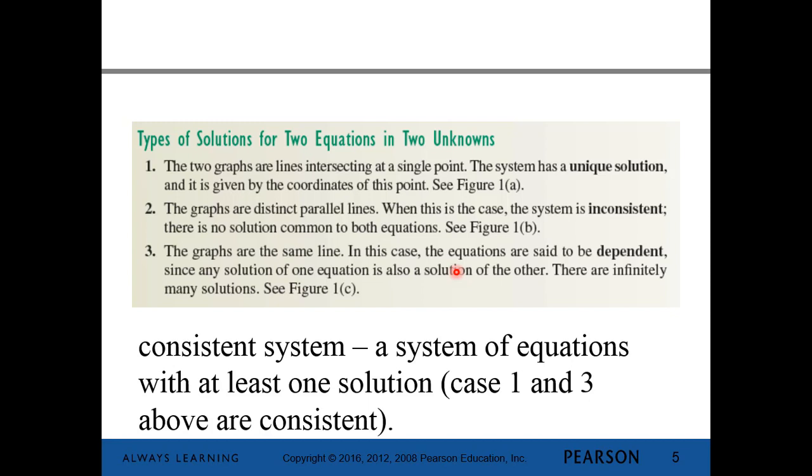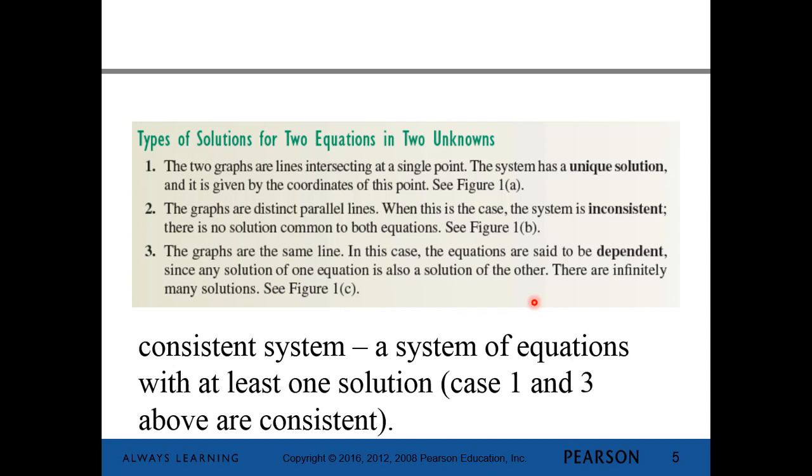Case 3: the graphs of the lines are the same line. In this case, the equations are said to be dependent on each other. They're dependent equations, since any solution of one equation is also a solution to the other equation. What that means is that one line is right on top of the other line, so there are infinitely many solutions.